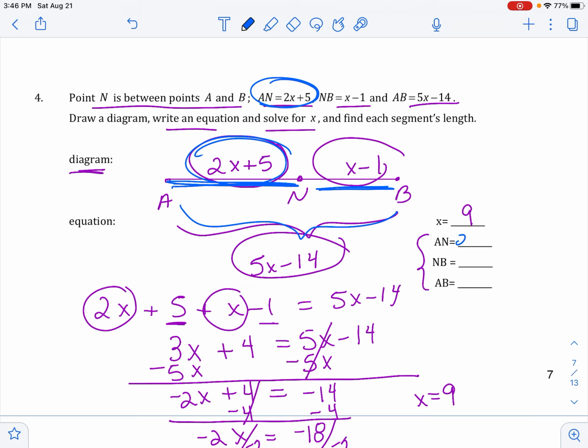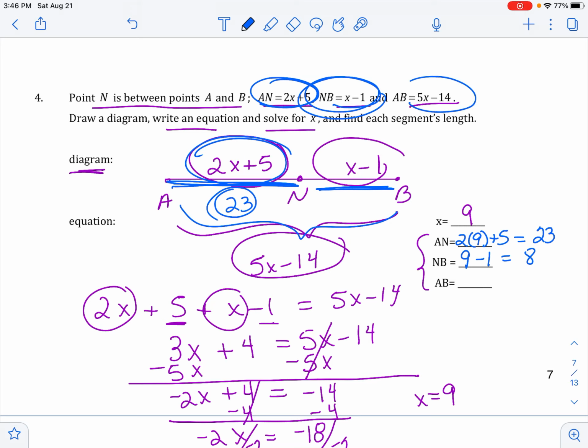So we know that AN is 2x plus 5. But now we know that x is 9, so I'm going to plug in 9 for x. And use your calculator. 2 times 9 plus 5 is going to give me 23. So AN is really 23. I'm going to do the same thing with NB. NB is x minus 1, so x is 9. So really this one is 8.